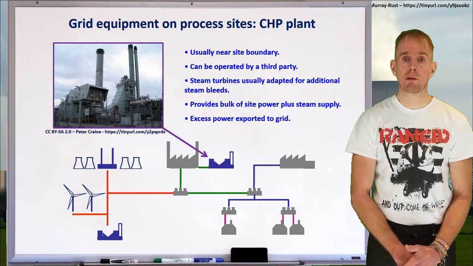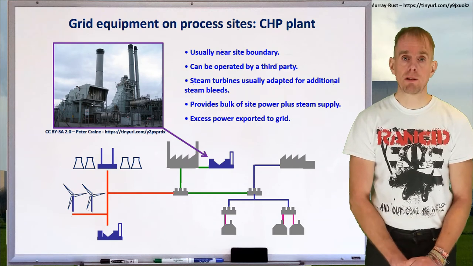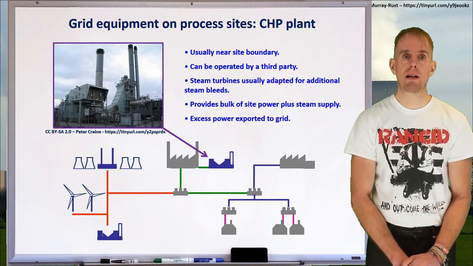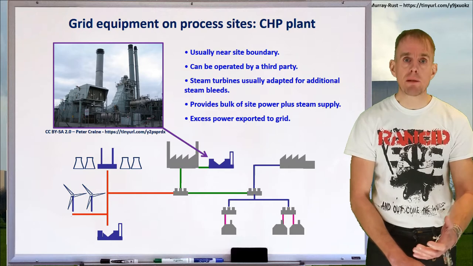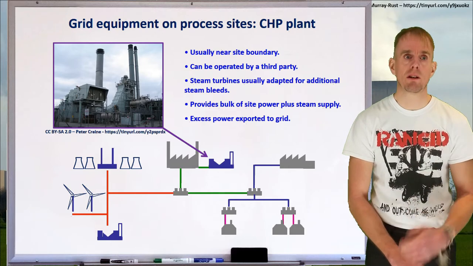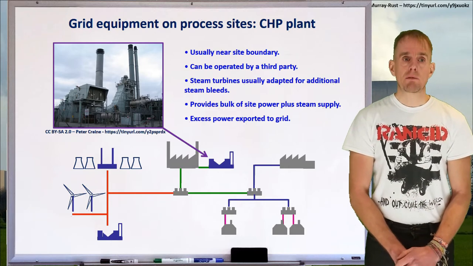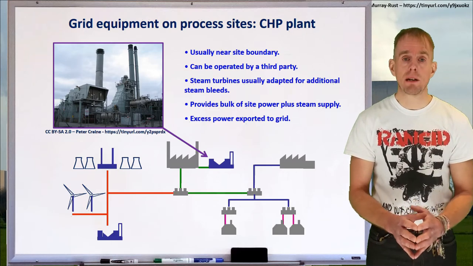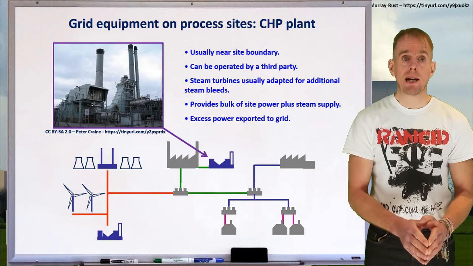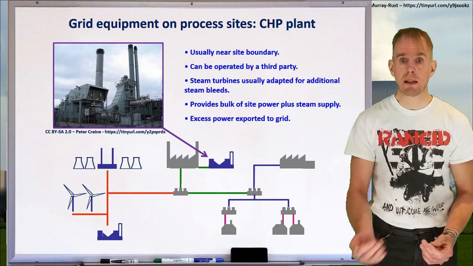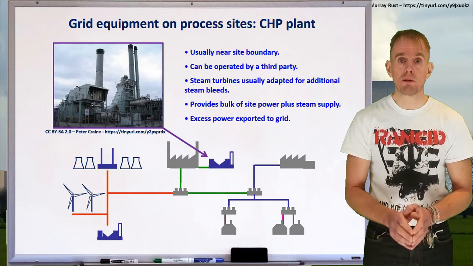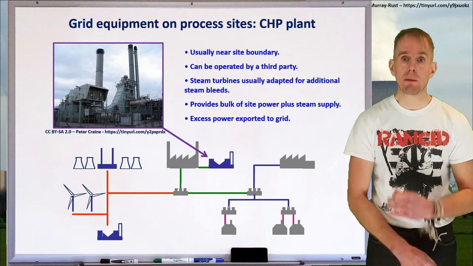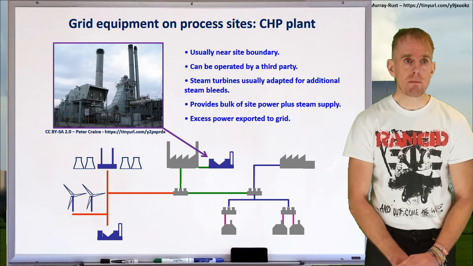They typically will supply sites with electricity, especially sites with a large electrical load, but they will also supply steam, and this steam is bled off the steam turbines that you find within that combined cycle plant. Now, depending on the ownership of the site, these power stations might be owned by a third party, and there may be a contract of supply for both steam and electricity, or they may be owned and run by the site operator, in which case those contracts of supply will be internal to that company.